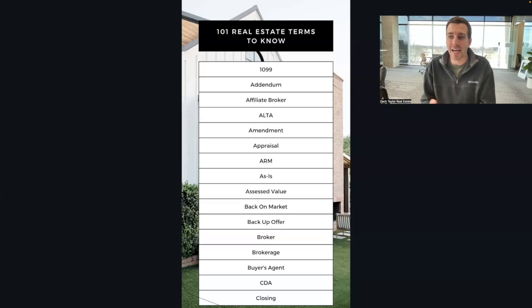As is. You'll see this a lot in the Florida market, and occasionally here in Tennessee. As is means or implies I will buy this house without asking for any sort of repairs or anything like that. I'm buying it as is. Oftentimes you see that, but people still negotiate things while under contract.